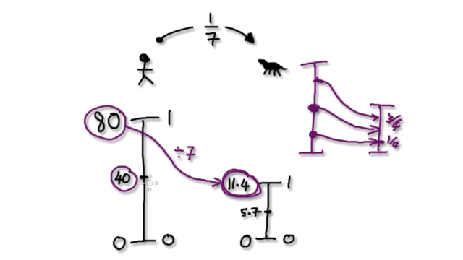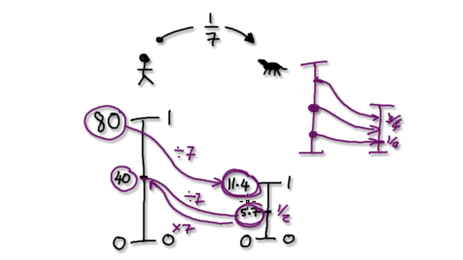Now 40 divided by 7 would give you 5.7, which is also half of a dog. Now let's say a dog is 5.7 years old. If you want to go the other way, then you would times 7. So if a dog is 11.4 years, if you times 7, it would take you to 80 years of a human.